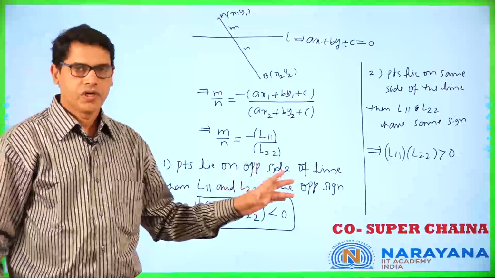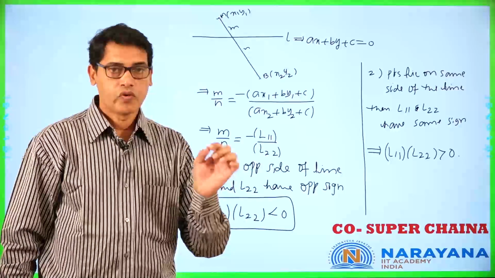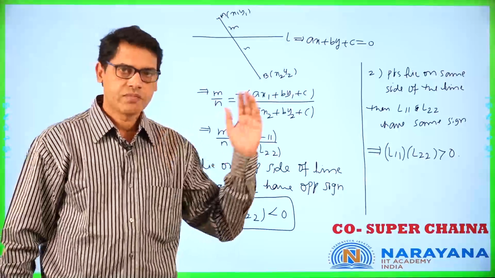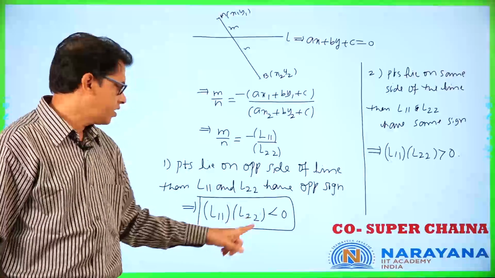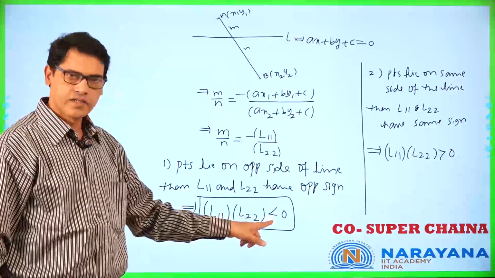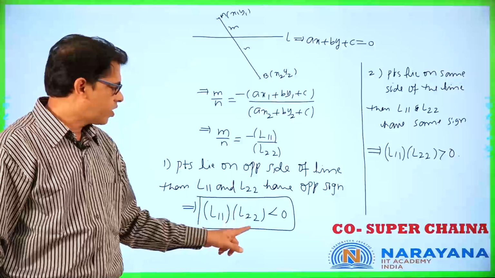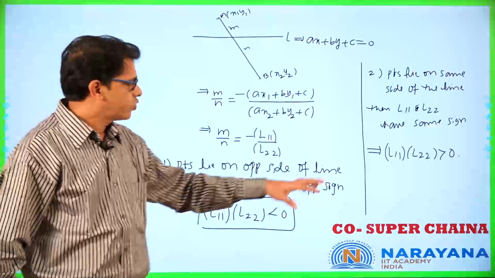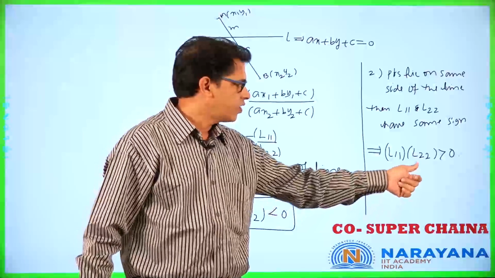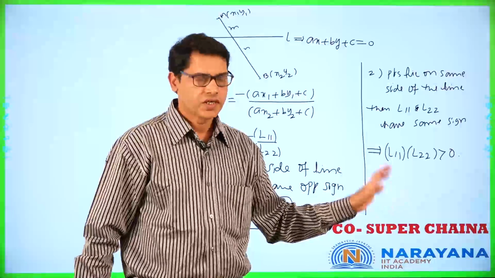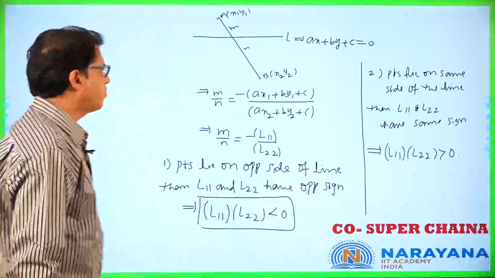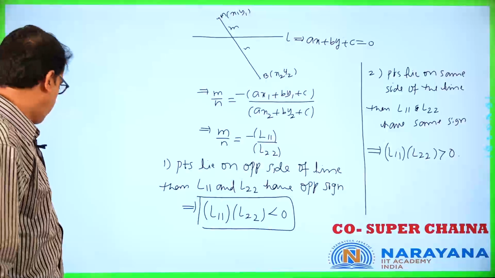So make a note. Opposite side, opposite sign, so the result is L11 into L22 less than 0. Same side, same sign, so L11 into L22 is greater than 0, right? Important one. Now let us go to the problems.